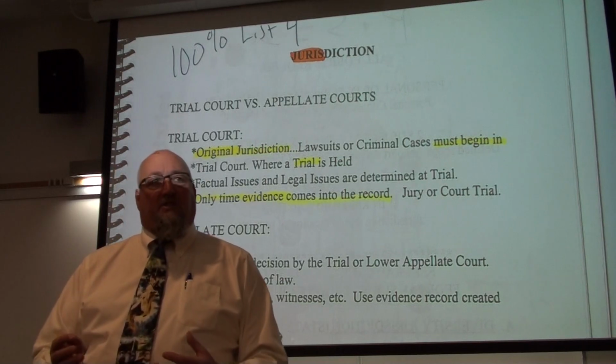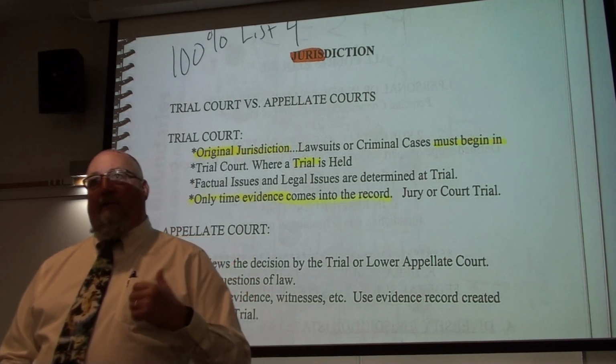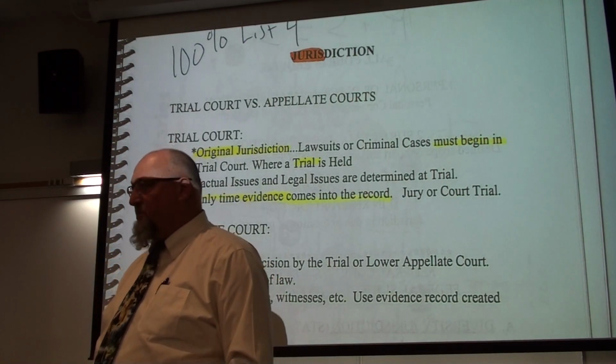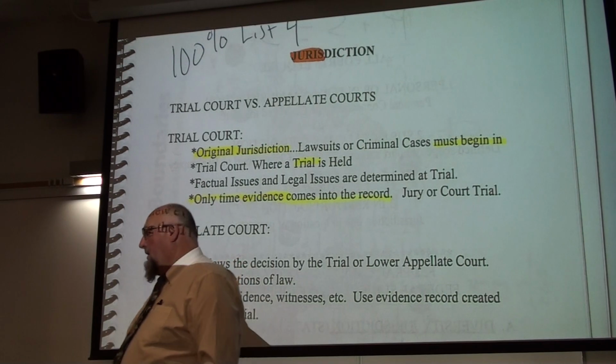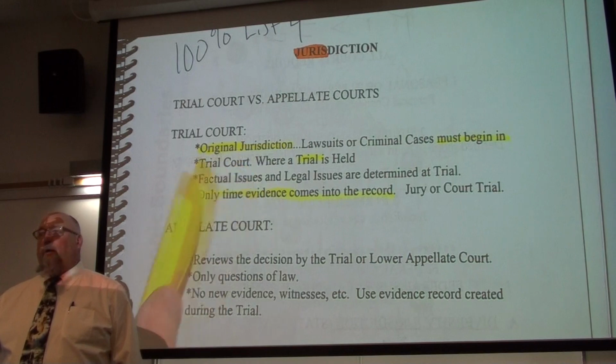Main thing is I want you guys to understand the trial court is where you start the lawsuit or the criminal case, and that's where you provide or have evidence proven in court. That's where you have witnesses and all that. An appellate court is not going to have new evidence. They're going to review what happened below and make a decision.